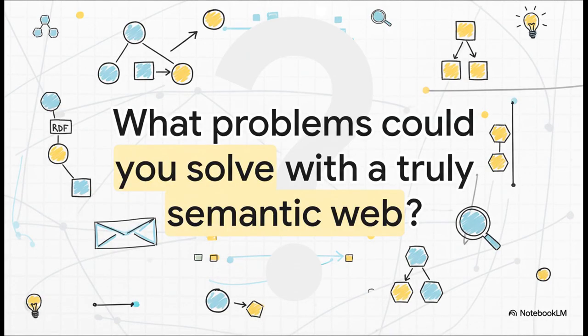At the end of the day, by building a web where data has clear, unambiguous meaning, a web that machines can genuinely understand, we're not just organizing information better, we're unlocking a whole new potential for discovery. So the real question is, what are we going to build with it?